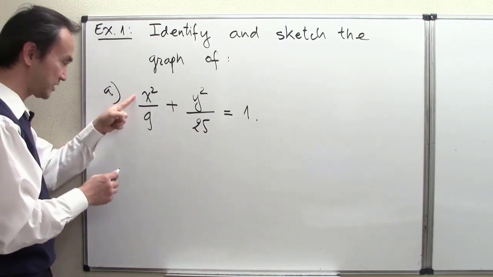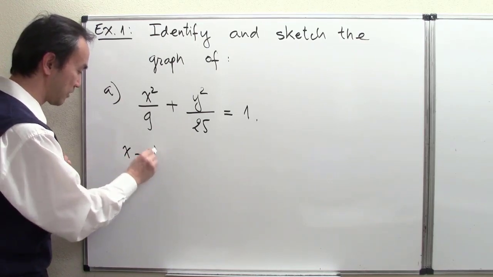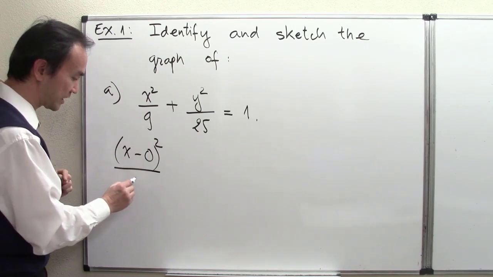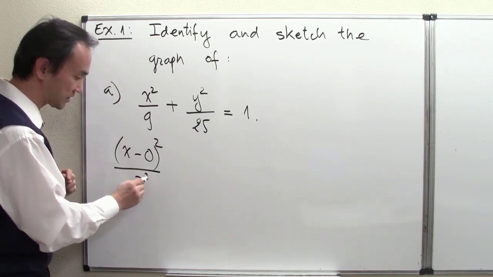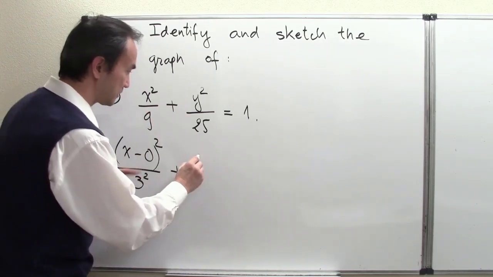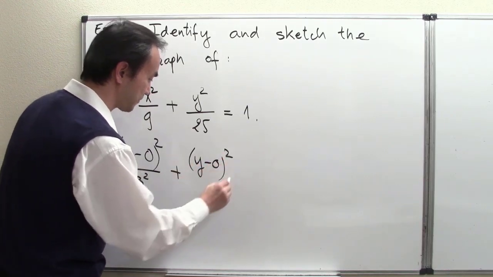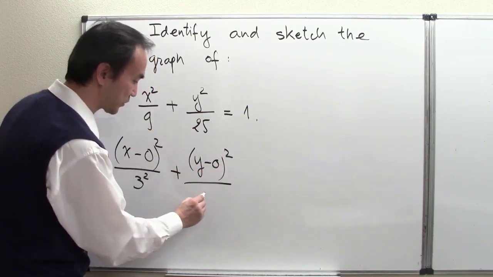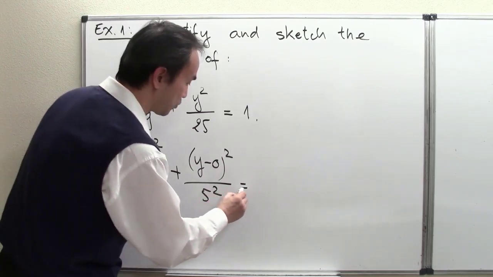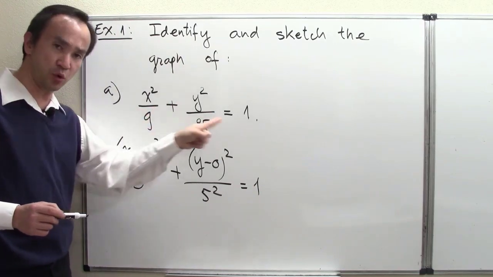So here I'm seeing this x squared over 9 as x minus 0, all squared. The 9 here, I'm going to recognize that as 3 squared, as a perfect square. The next term here, the y squared, is going to be recognized as y minus 0, all squared. The 25 here is recognized as a 5 squared. And that equals 1.